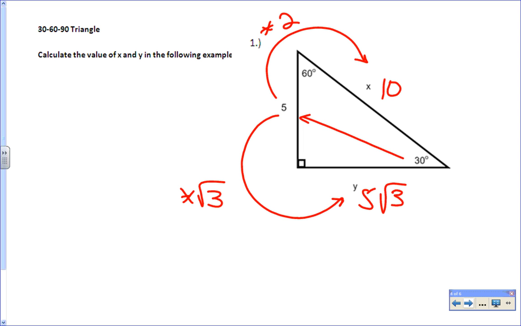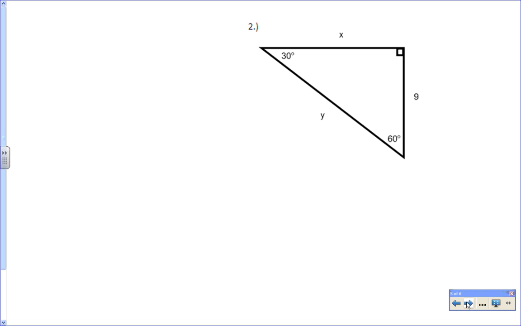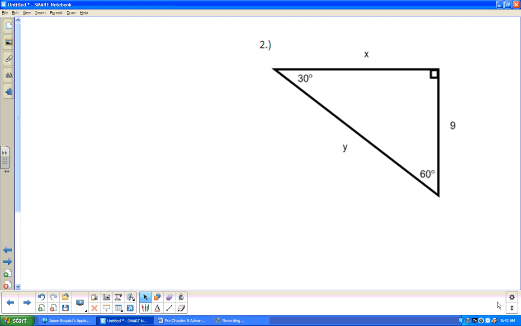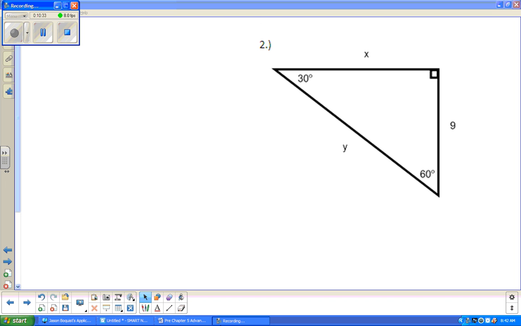All right, so we got our 30, 60, 90. Why don't you go ahead and give this next one a shot. Give that one a try. Maybe just give the next couple a try, and I'll pause it, and then we'll get it started back up.